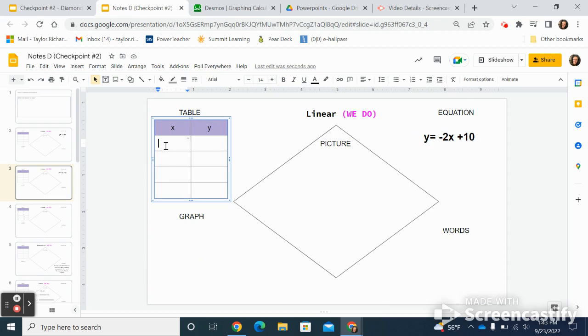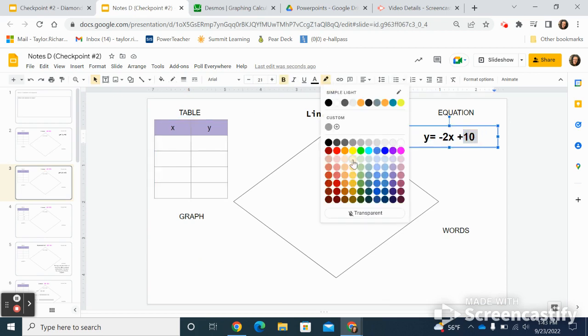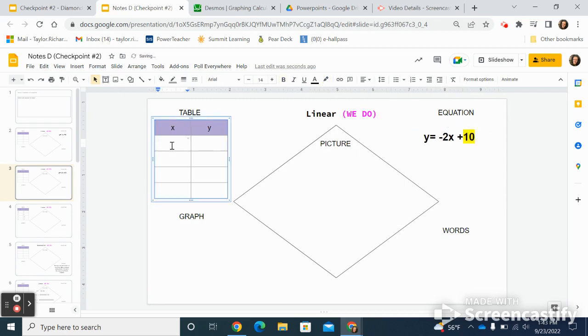Let's start with our table. Remember, what is my starting value? My starting value for this one is 10. How we put that in the table, you always put 0 in the x and then 10 in the y. Your x values are always going to go 0, 1, 2, 3.